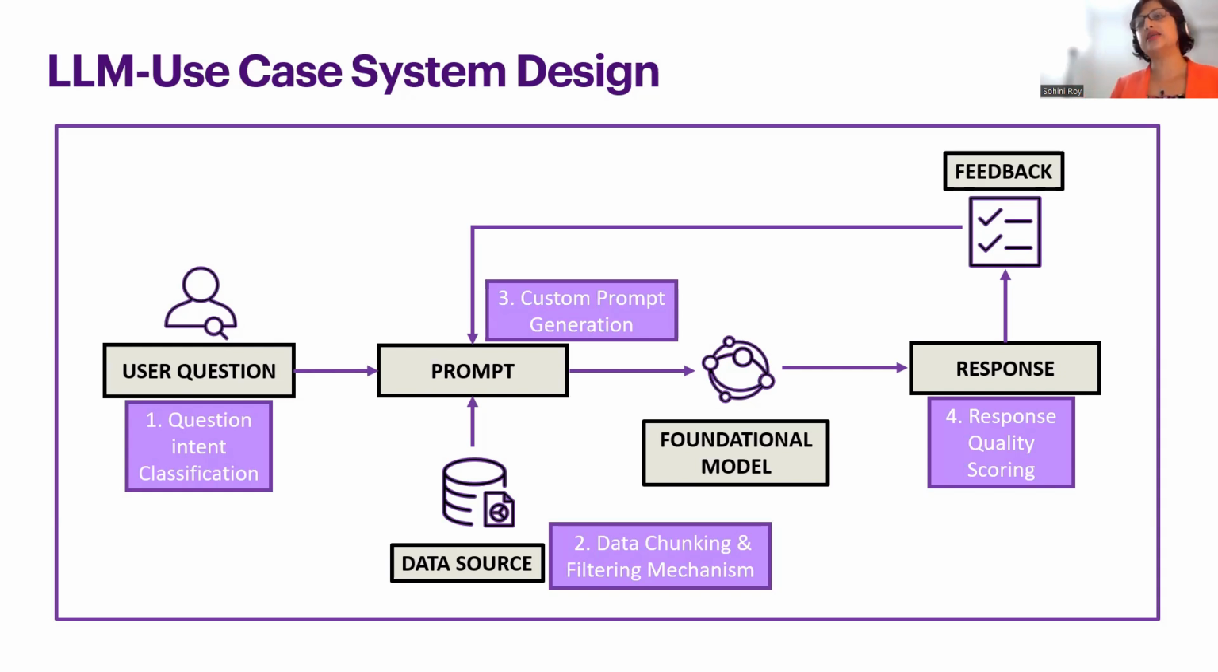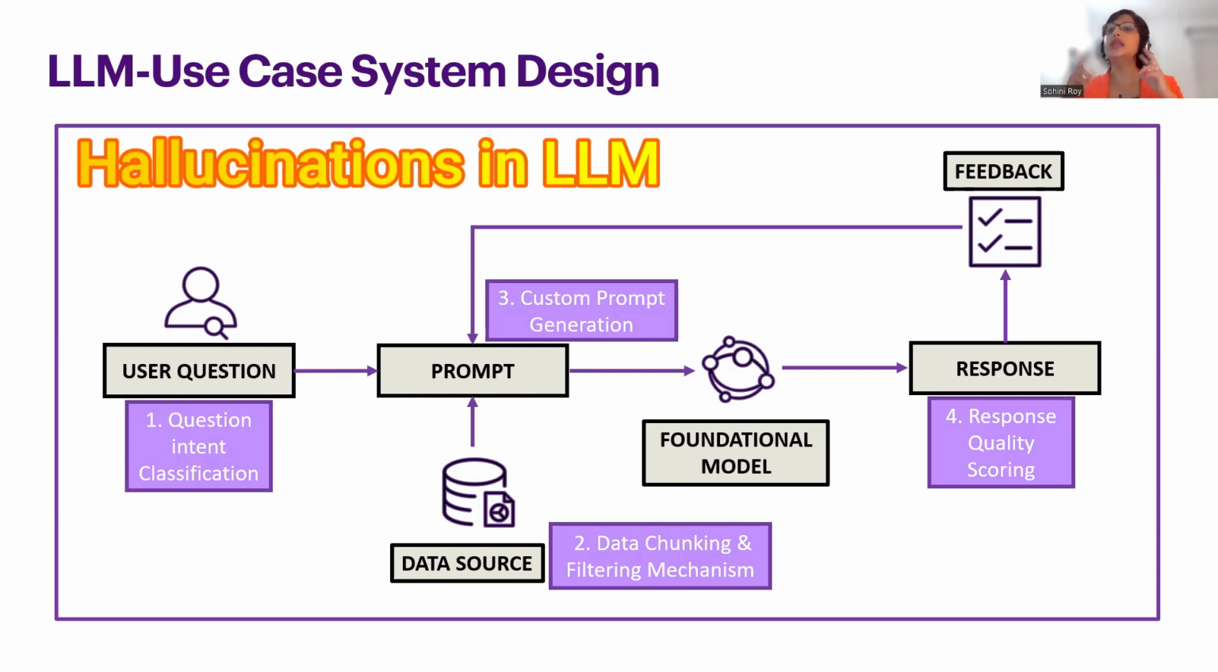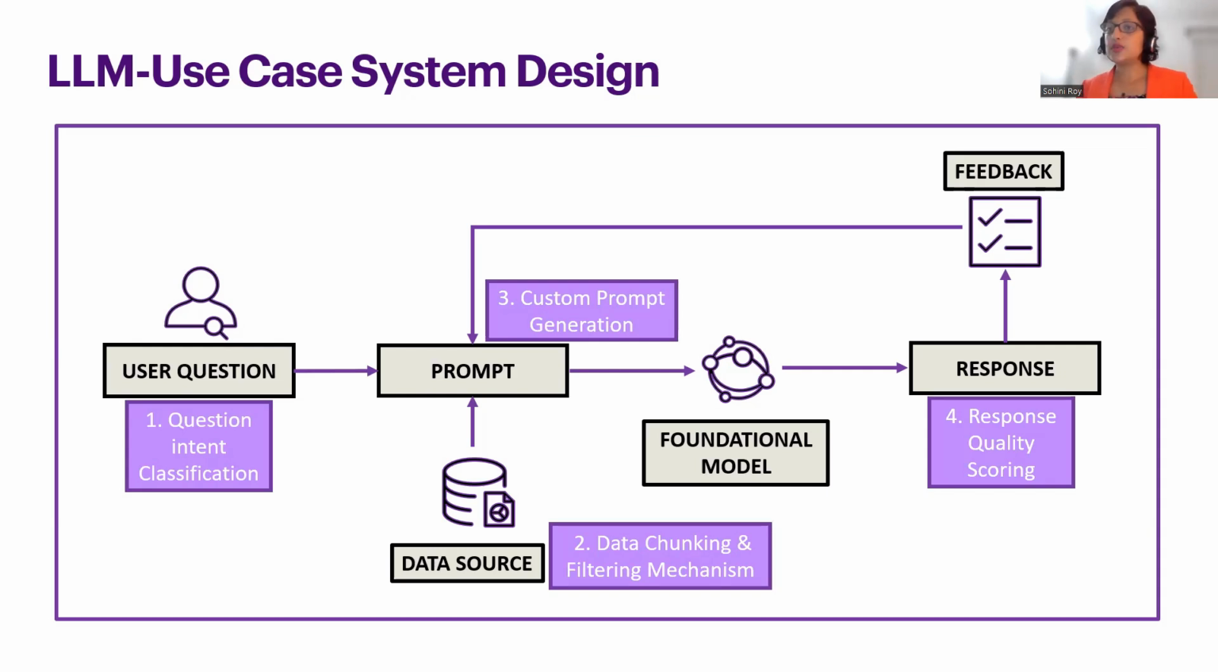And finally, there is also a need to score the responses. There is this concept called hallucinations in and around large language models, which is that large language models can very confidently give you the wrong answer. So there is always a need for you to figure out whether there are any errors in the responses or not. And there are a lot of up-and-coming ways to do that.